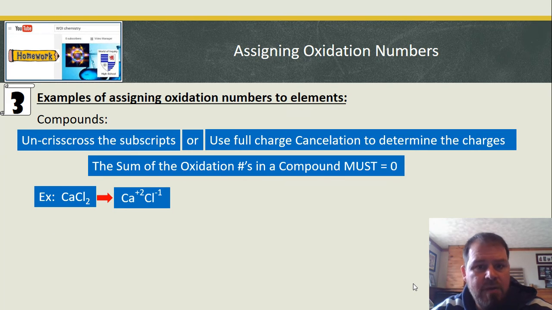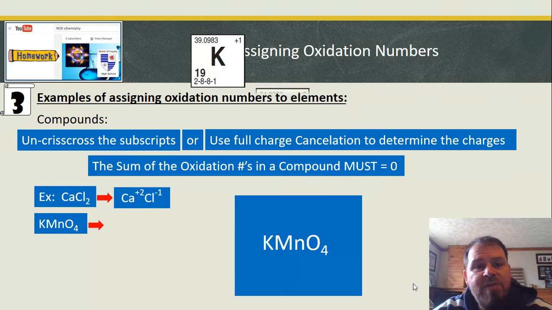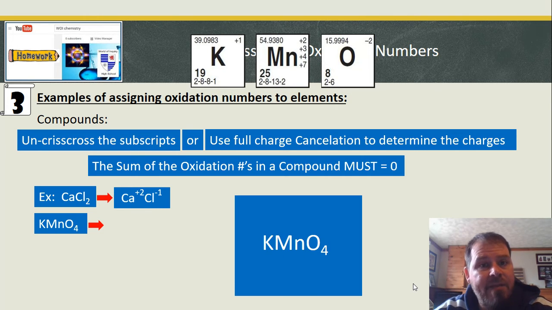Now we're going to get into full charge cancellation, because the exam is going to give you something like this. Generally, I can't just uncrisscross because there are 3 elements. So I'm going to use the full charge cancellation method here. K, potassium, only has 1 charge. Nice. Oxygen only has 1 available charge, -2. Good. Mn could be a +2, a +3, a +4, or a +7. Ouch. I don't know which one to pick, right? Who does? We're going to use some simple math and some algebra to figure that out.